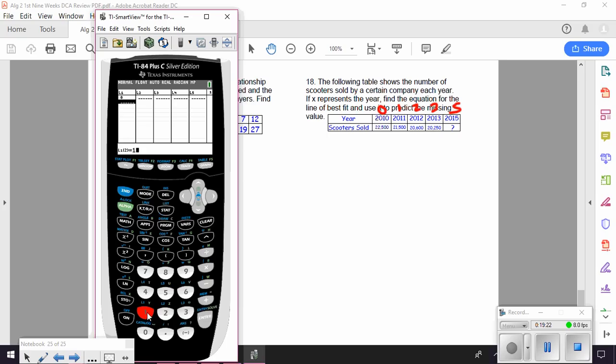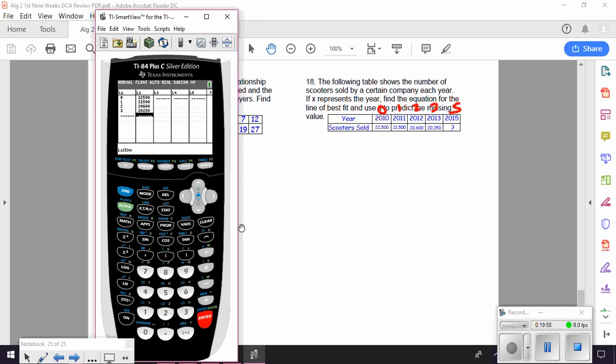Second one is 1, then 2, then 3. So the second list, we're doing our scooters. 22,500 is the first one. 21,500 is the second. 2,600 is the third. And then 2,250 is the fourth value.